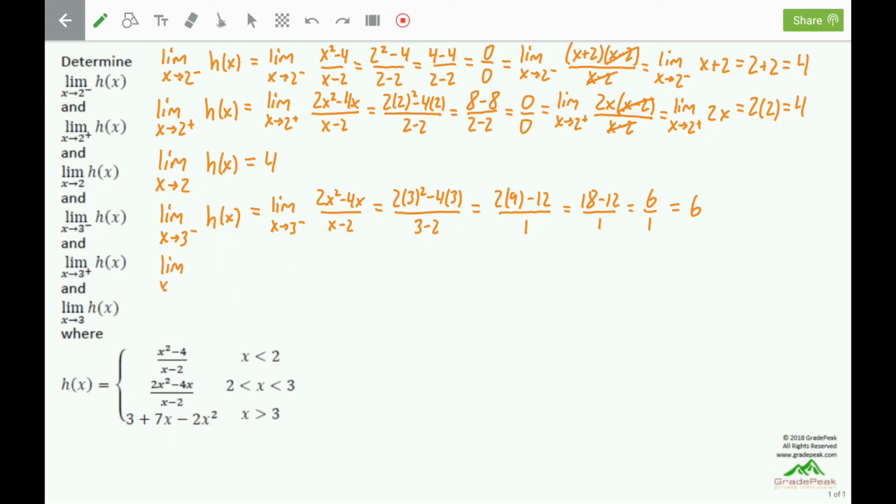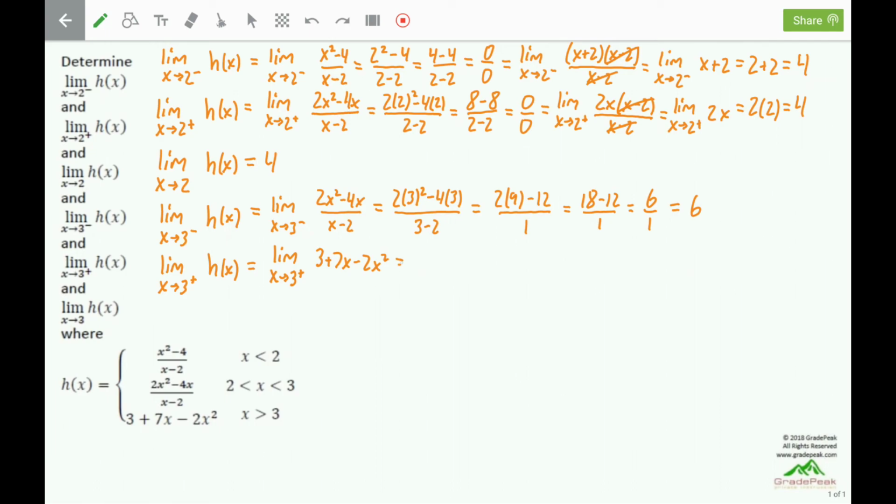Now let's look at the right-sided limit as x approaches 3, indicated by the positive superscript on the 3 of h of x. The right side of 3 means more positive than 3, or simply greater than 3. And if we look down at the split expression function for greater than 3, that will give us this expression here. So we can replace h of x with 3 plus 7x minus 2x squared for this situation.